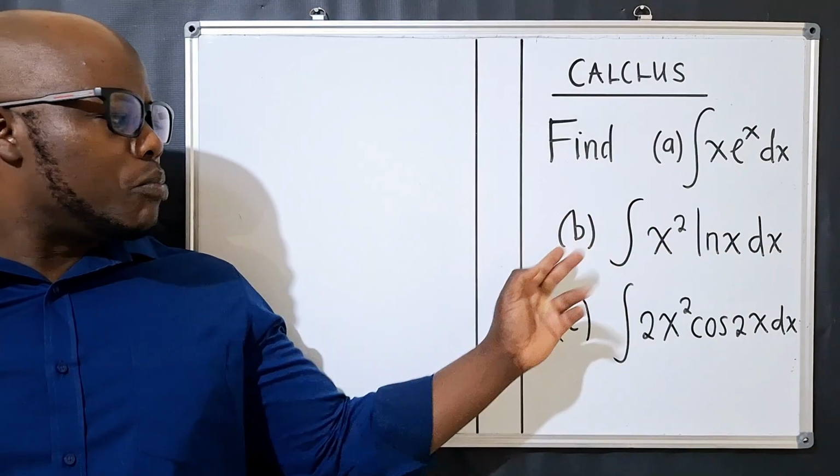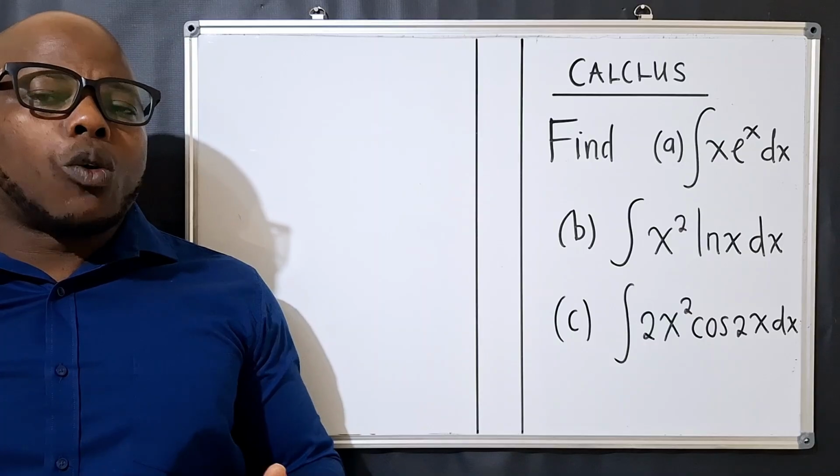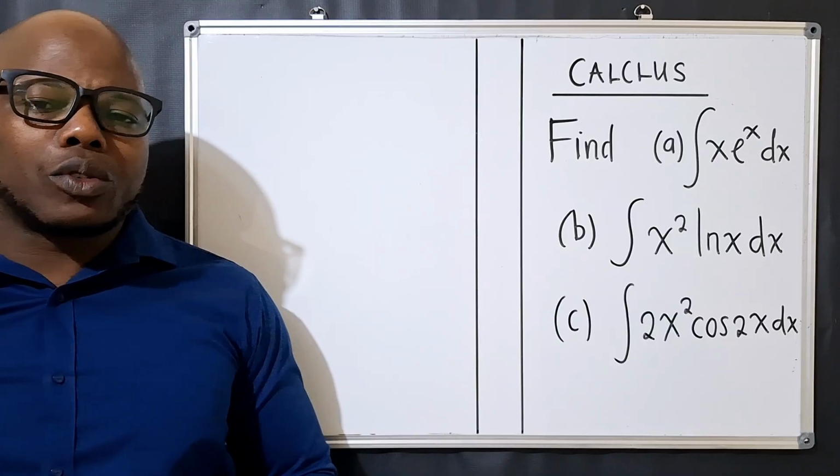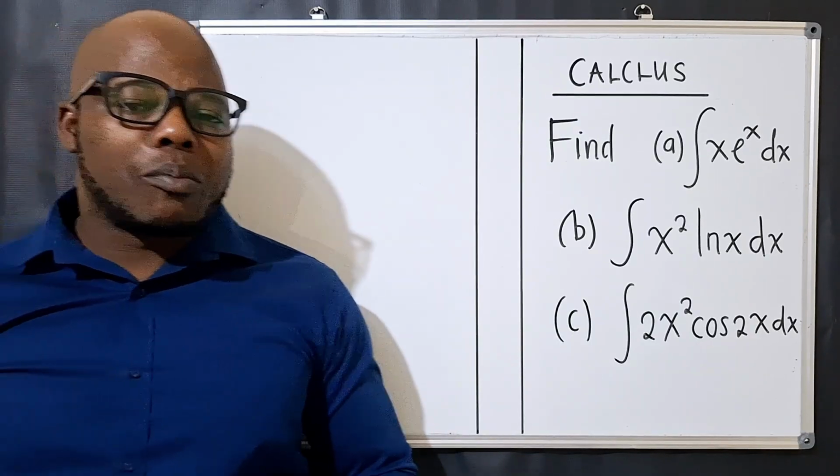I've got 3 questions with me here: Question A, B, and C. So how do we get to integrate all these questions? What method are we supposed to use? We're supposed to use what we call the by-part method.